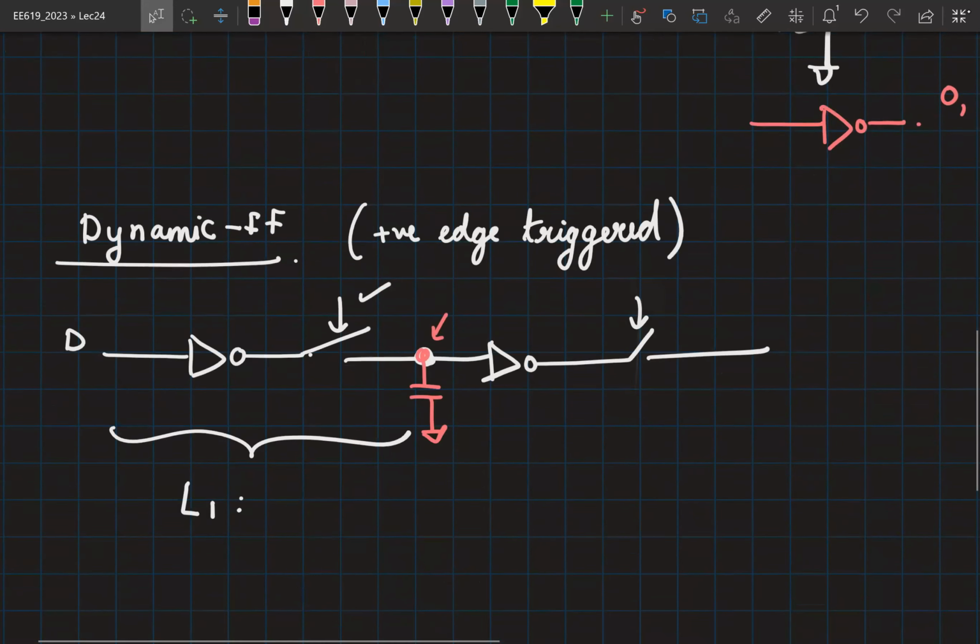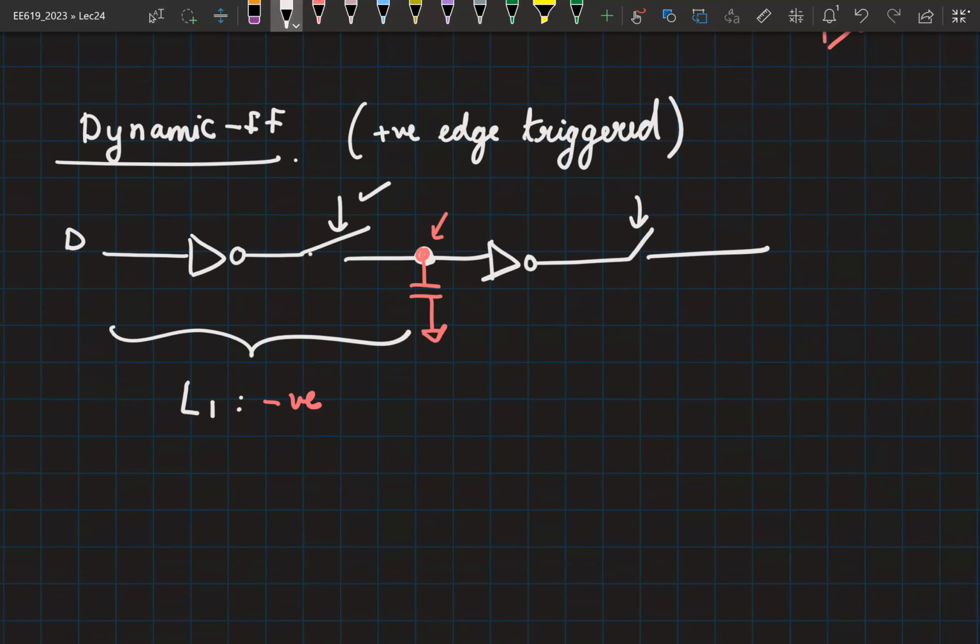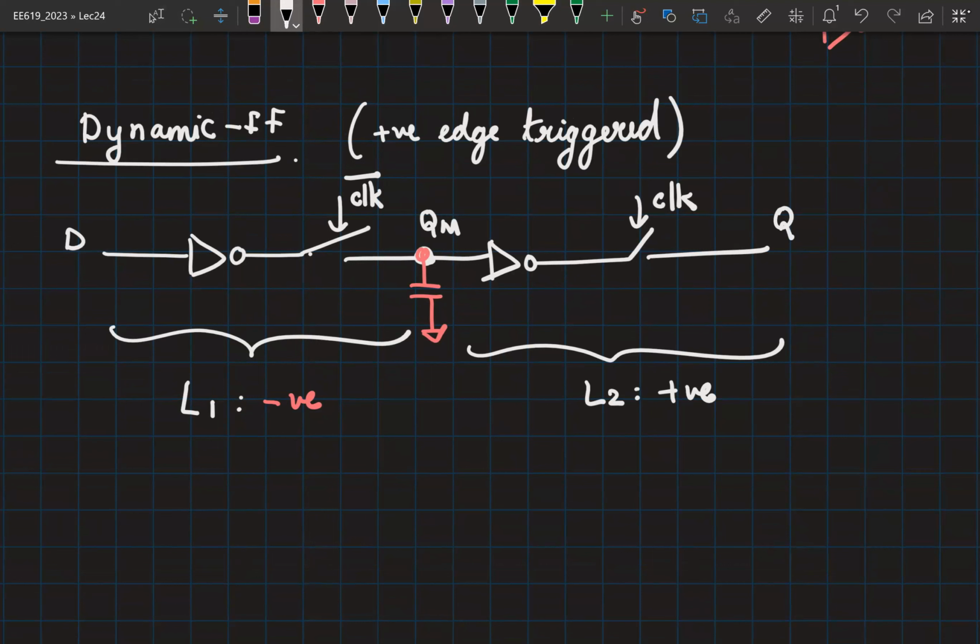Okay, so L1 has to be a negative latch. Your L2 has to be a positive latch. So if L1 has to be negative, what is the clock signal I should connect to the first switch? So this is clock bar, so that when clock is 0, data will reach the intermediate point, which we will call QM. And this switch should be controlled by clock, so that when clock is 1, the QM can reach till Q. So data is reaching till QM when clock is 0. From QM to Q, it is propagating when clock is equal to 1. In effect, for the overall circuit, Q is going to change at the rising edges of the clock.